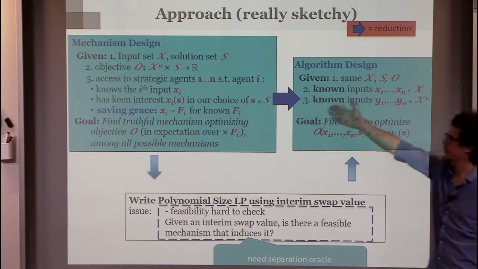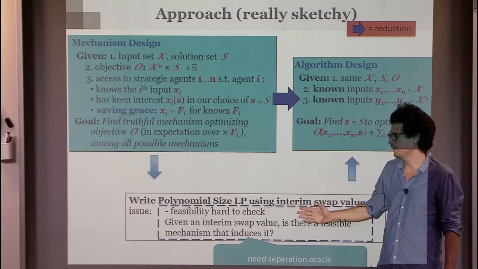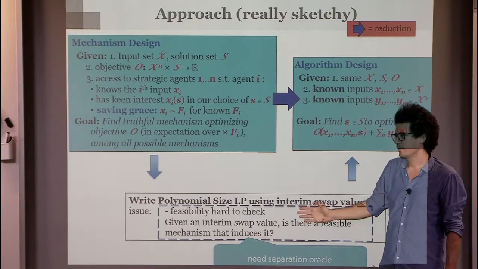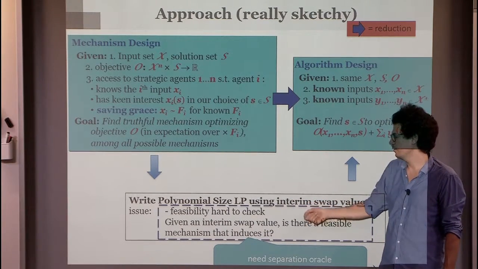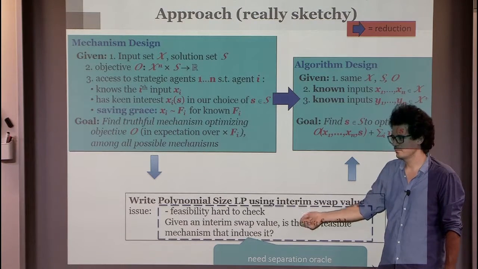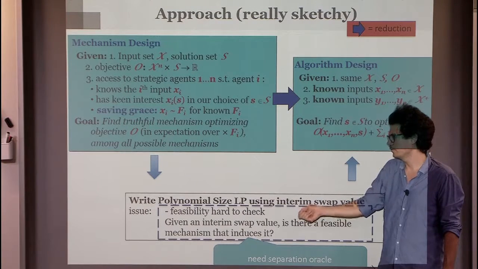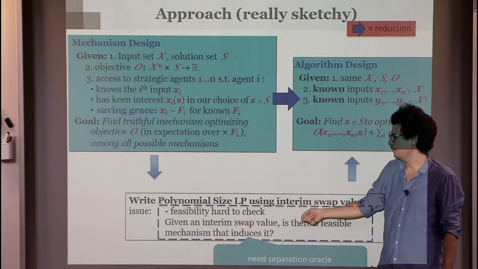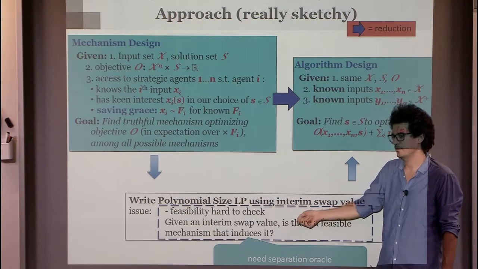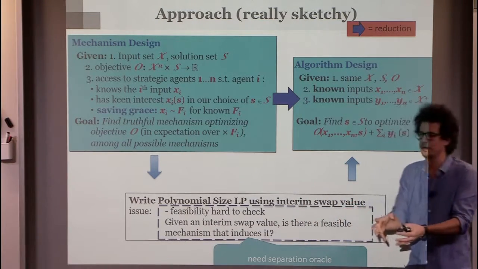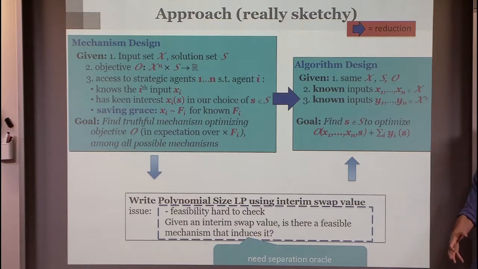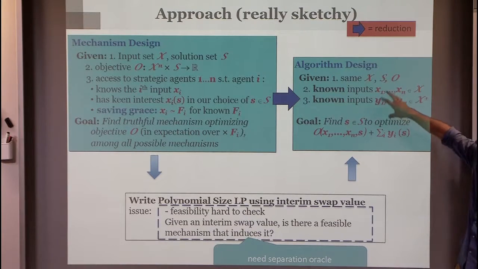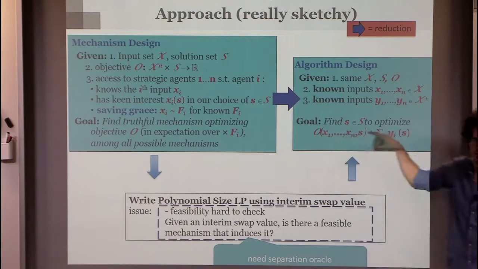So you want to solve this mechanism design problem. You write it as an LP. You have to make the LP succinct, so you resort to using these interim objects. Now you have to be able to tell if an interim object is feasible. And if you work hard, you realize that the algorithmic bottleneck to solving that problem is exactly this problem, which looks similar to that. So this is how we got the reduction.